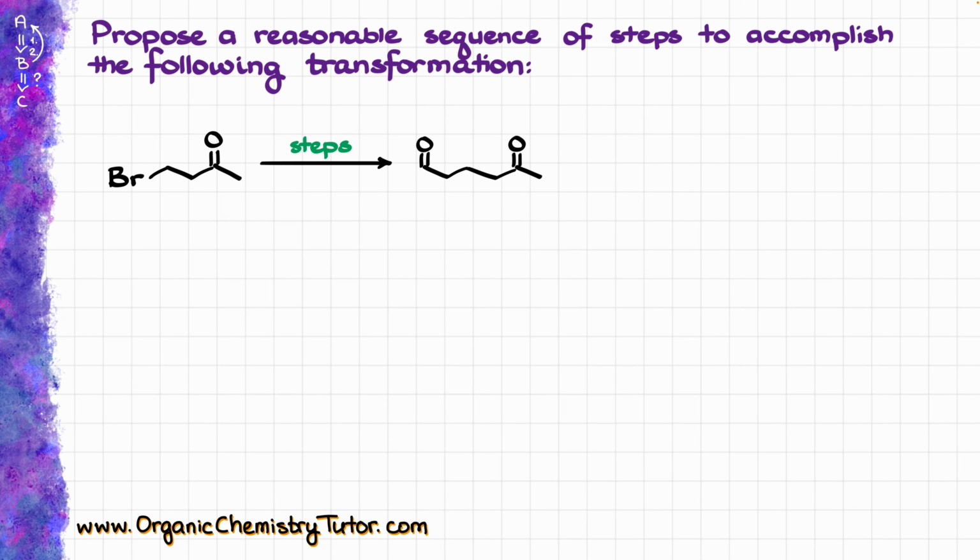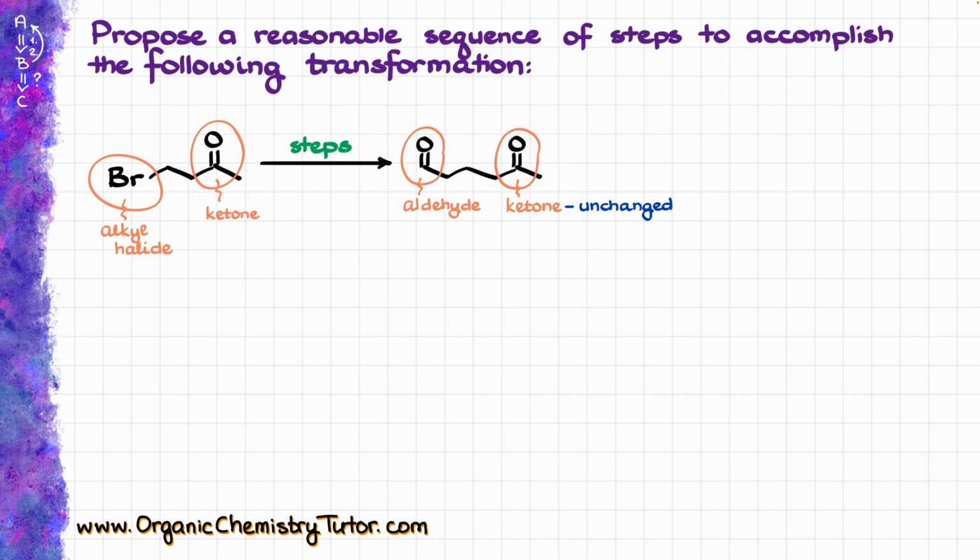So as always, I'm going to start by looking at my starting material and my product and analyze those molecules, starting with functional groups. In my starting material I have the alkyl halide and I have a ketone. In my final product, in my target molecule, I have an aldehyde and I still have my ketone. An important thing that I am noticing here right away is that this ketone is left unchanged.